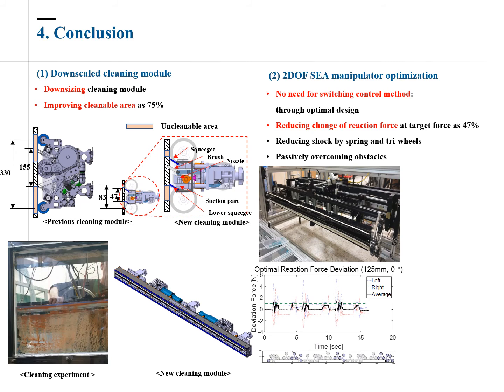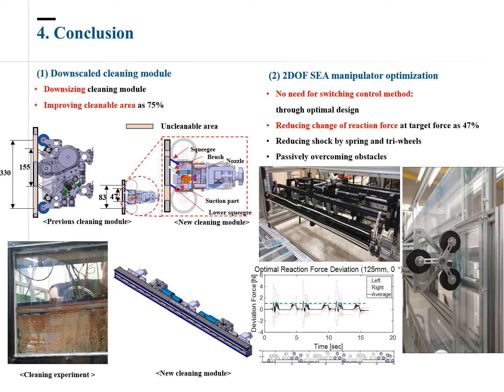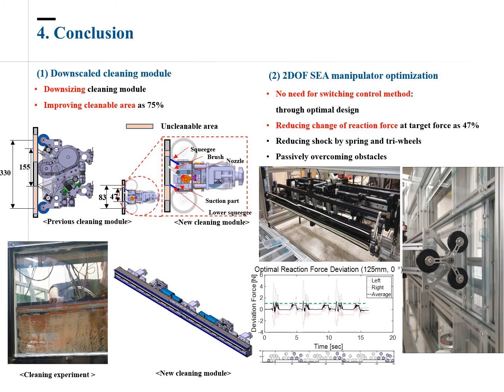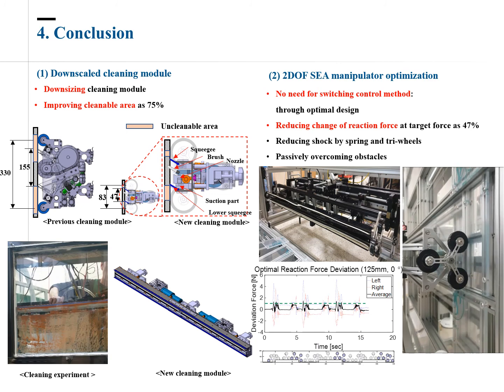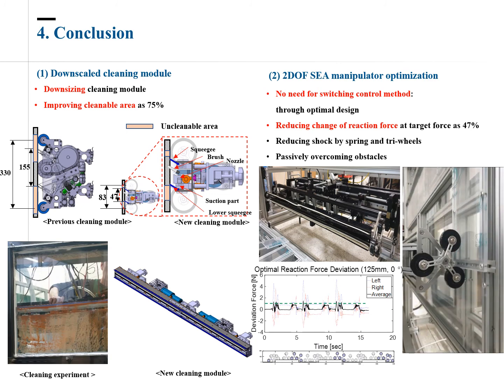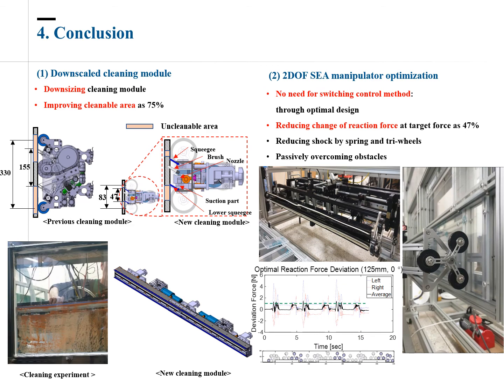And by optimizing the 2 degrees of freedom SEA manipulator and adding the TriStar wheels, there's no need for switching control methods for avoiding obstacles during cleaning tasks, and the change of reaction force at the target force decreases by 47%. Also, springs and TriStar wheels reduce the shock and impact force on the robot, and the robot could overcome the obstacles passively.